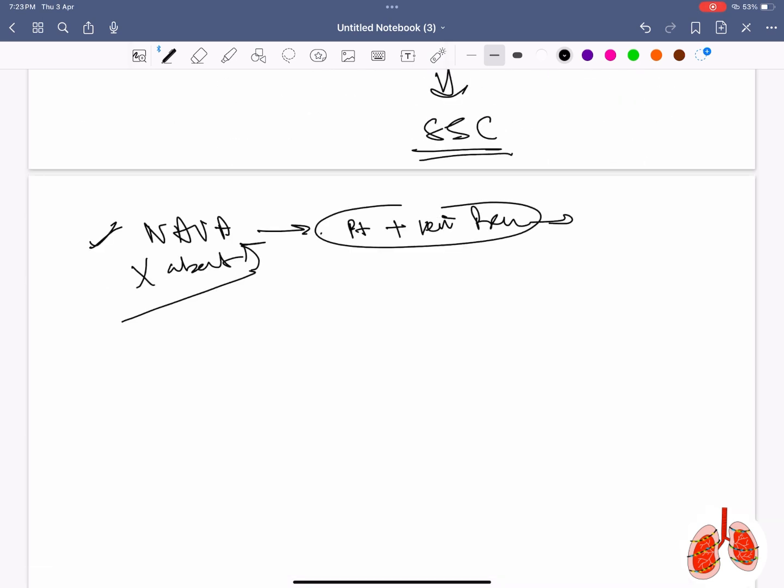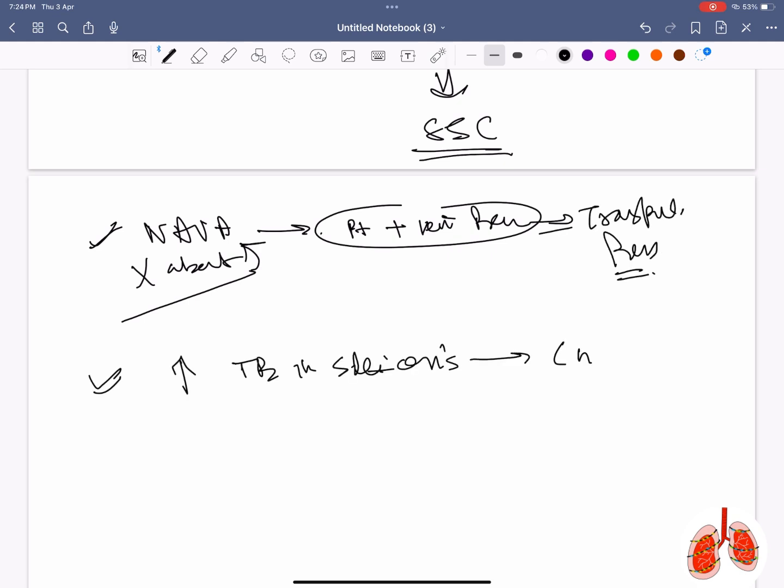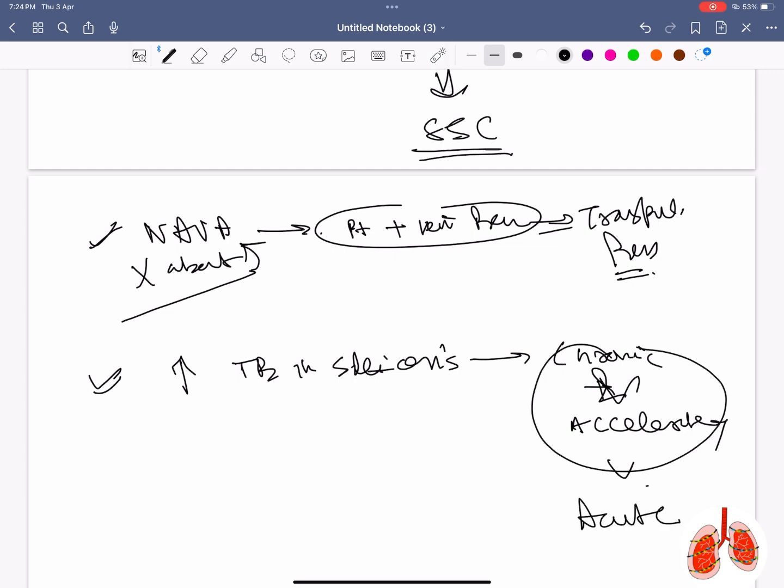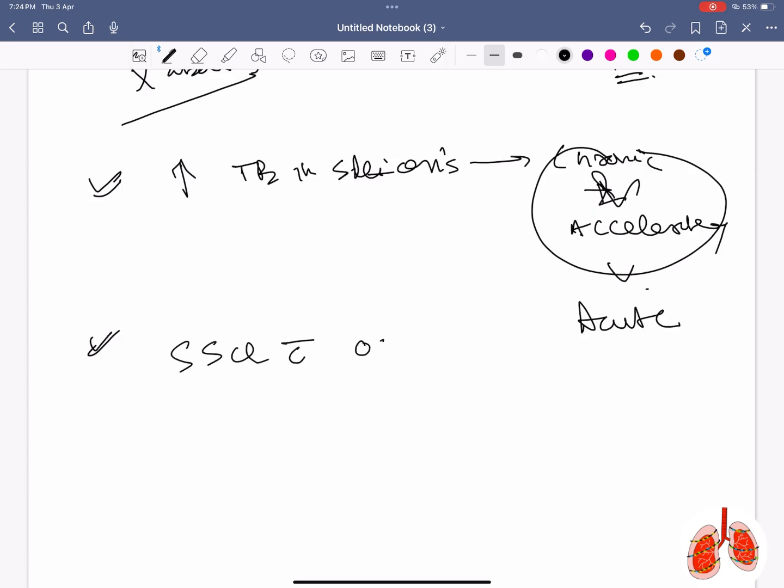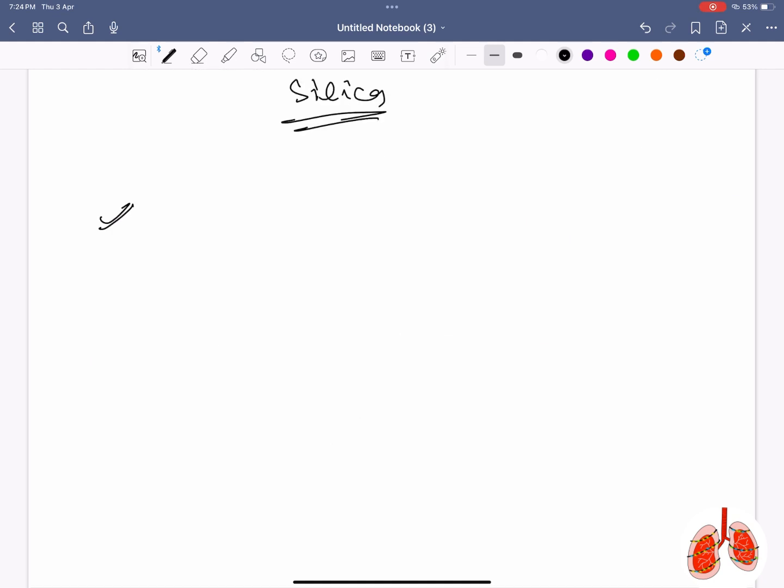What is wrong about it? So answer is patient and ventilator pressure is equal to transpulmonary pressure. Highest risk of TB in silicosis is in chronic and accelerated forms, least in acute form. SSc is associated with exposure to silica.